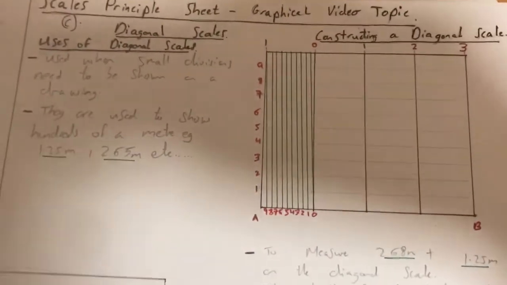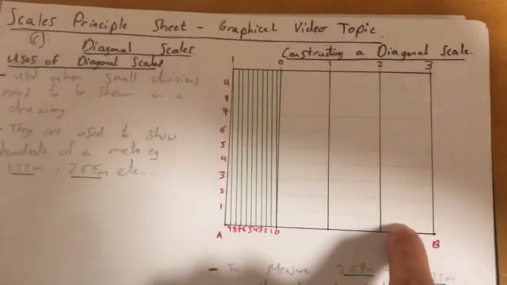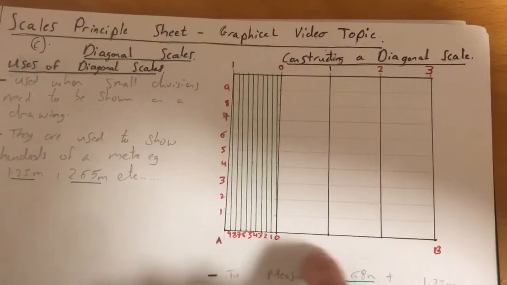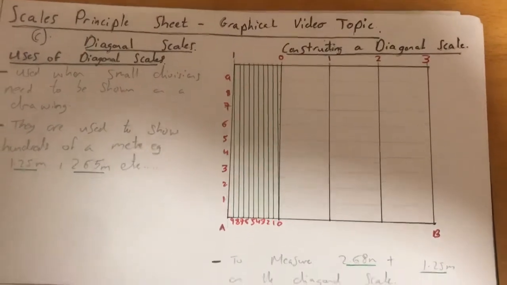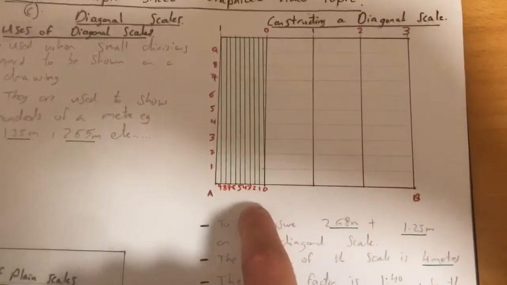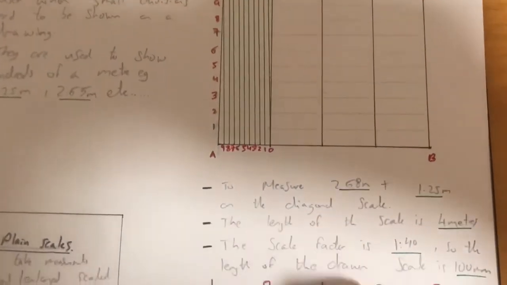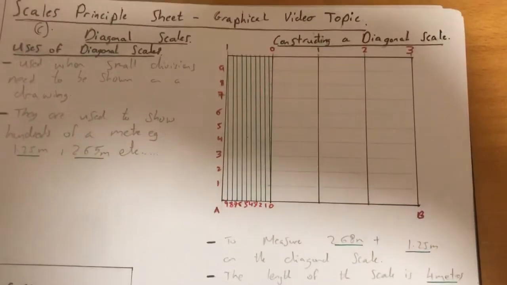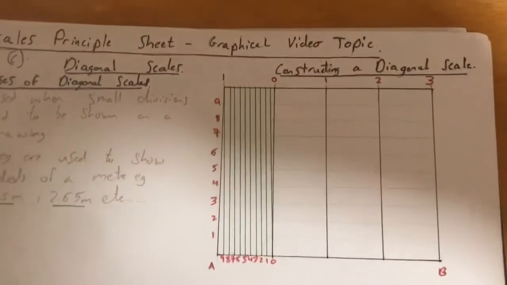So as you can see, like the plane scale over here, it's divided into 4 columns. And it's 100 millimeters wide from A to B. It should be 4,000 millimeters. So as you look, again, our scale ratio is 1:40. So 100 goes into 4,000 40 times. And our measurements are going to be 2.68 meters and 1.25 meters.